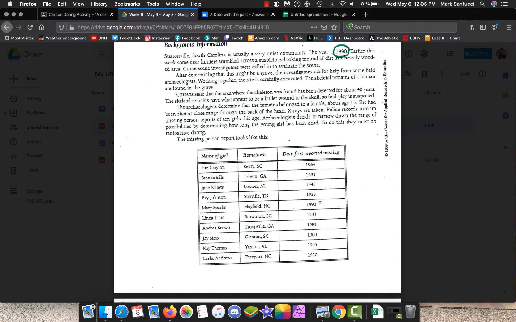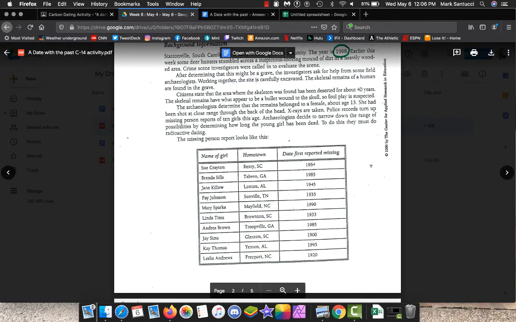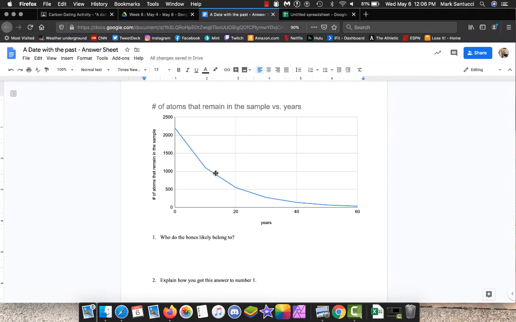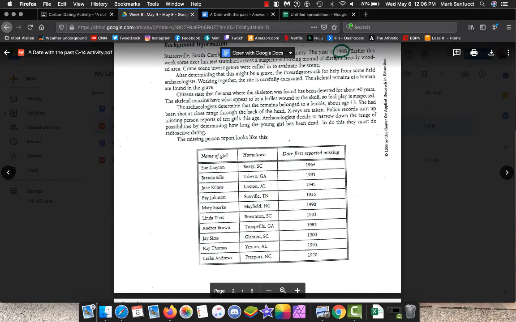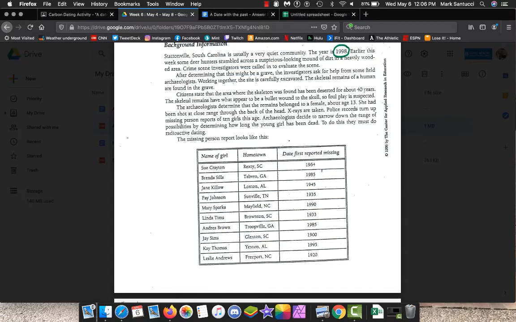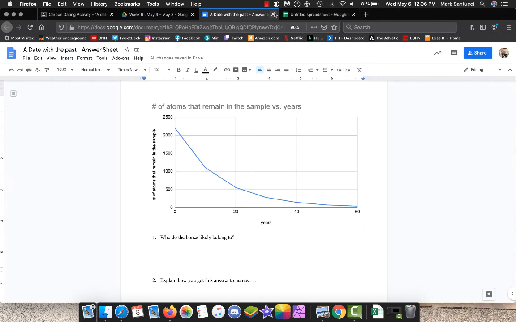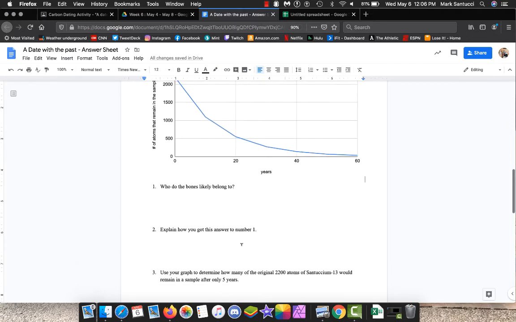So when you have a number, by using your graph to find out how many years old the skeleton is, and then subtracting that number from 1998, you're then looking for the person that went missing the closest to that number, but they had to go missing before that date. Once you have that, you can then answer the question of who the bones likely belong to and explain how you got there.